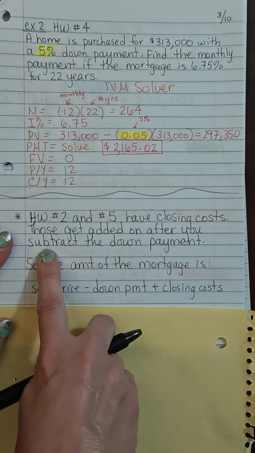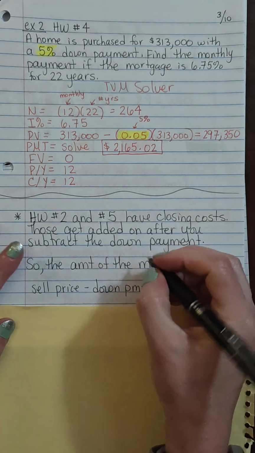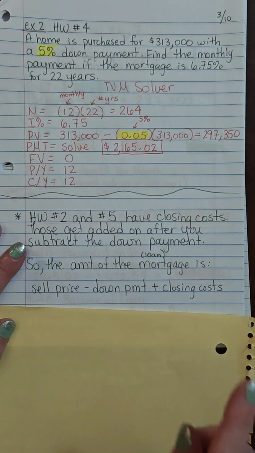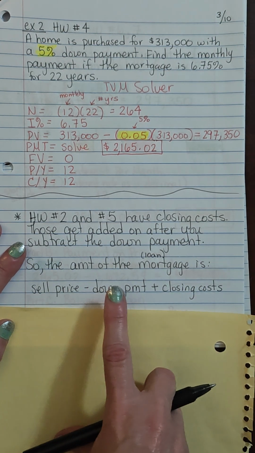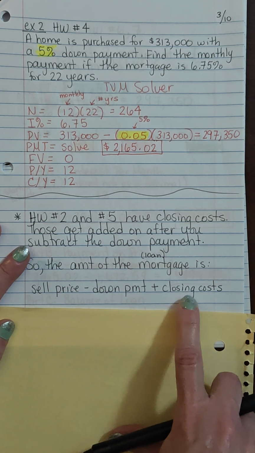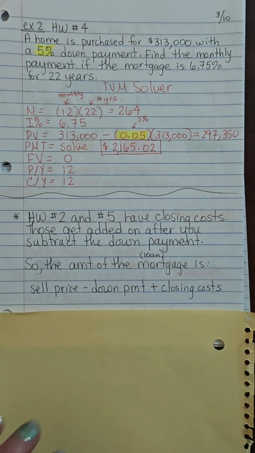They're added on after you subtract the down payment, okay? So the amount of your mortgage, remember, mortgage is just a house loan name, is going to be your selling price minus the down payment, but then you're going to add in those closing costs. Now, that's assuming that you're financing in those closing costs. Some people choose to pay those with the down payment. It's up to you as to how you do it. You can roll it into your mortgage or not. Alex goes ahead and assumes you're rolling it into the mortgage.